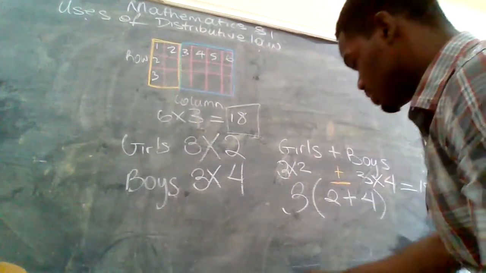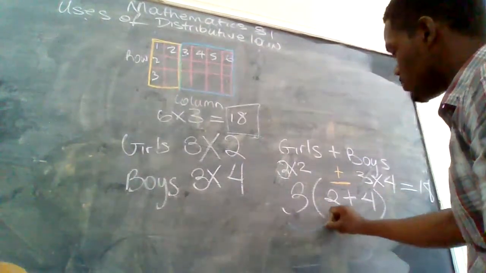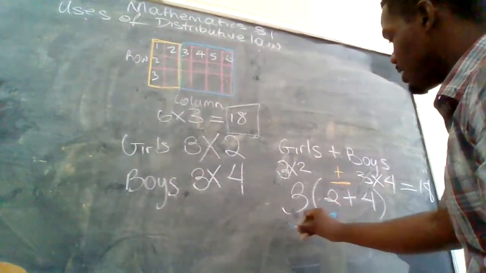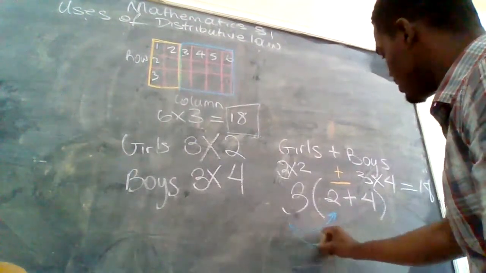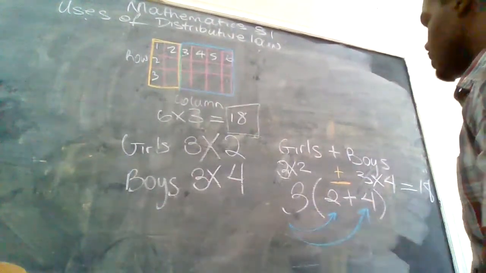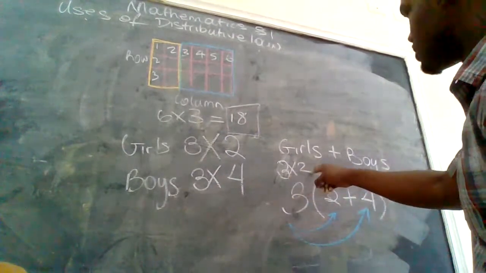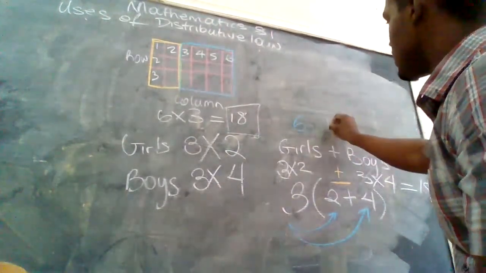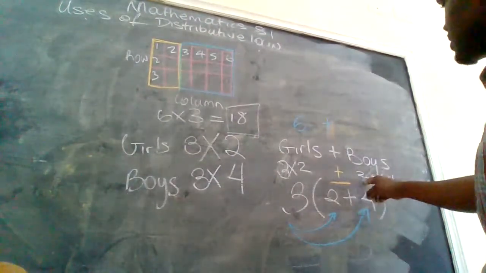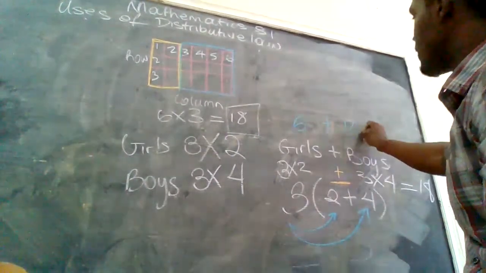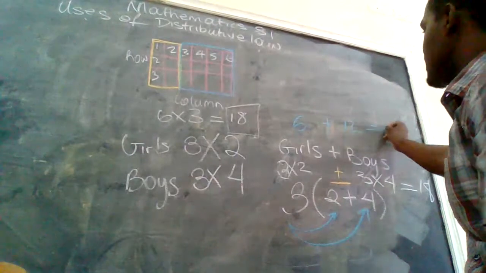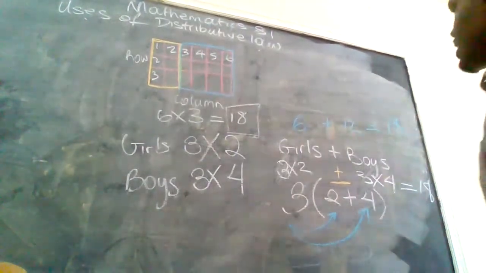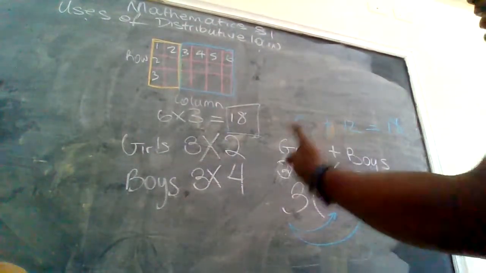So let's draw an arrow to indicate that. We multiply the first row and then we add that to the multiplication of the second row. Alright? So that's 3 times 2, which is 6 for girls, plus 4 times 3, which is 12 for boys, and that gives us 18. So that's where our answer comes from. So this is a distributive law.